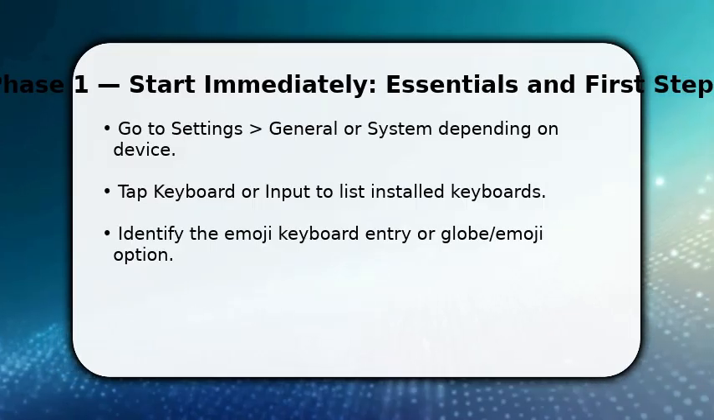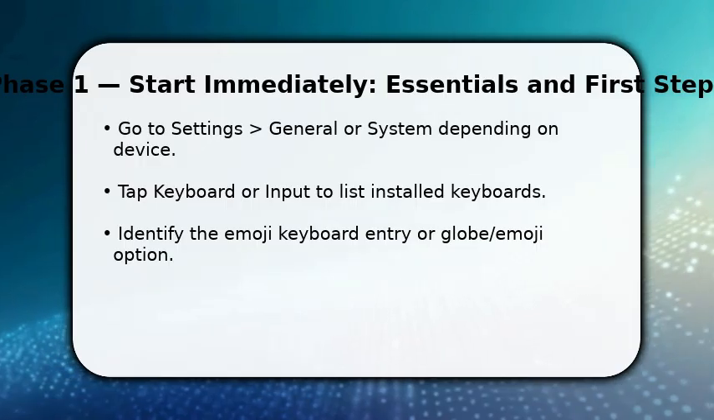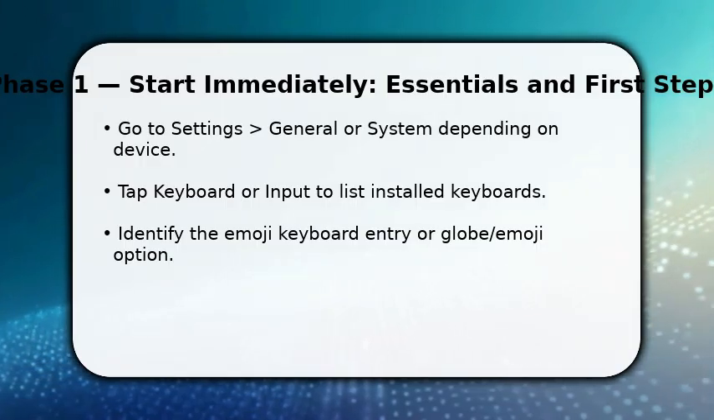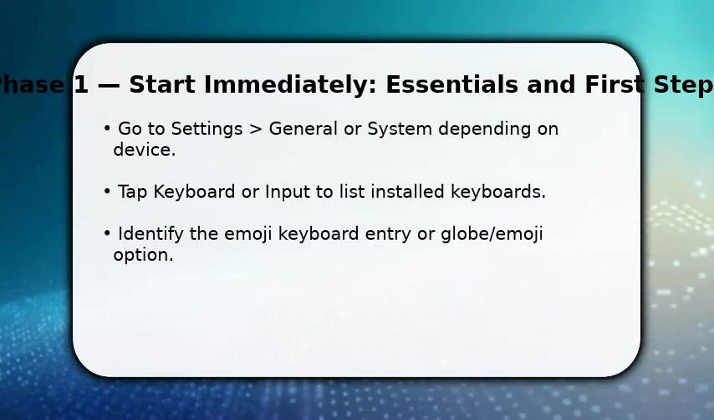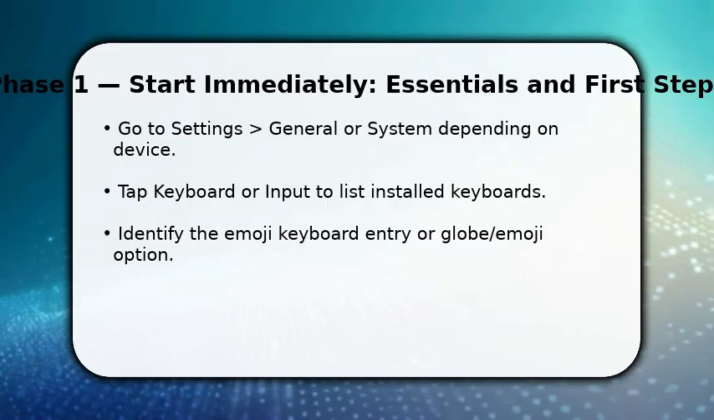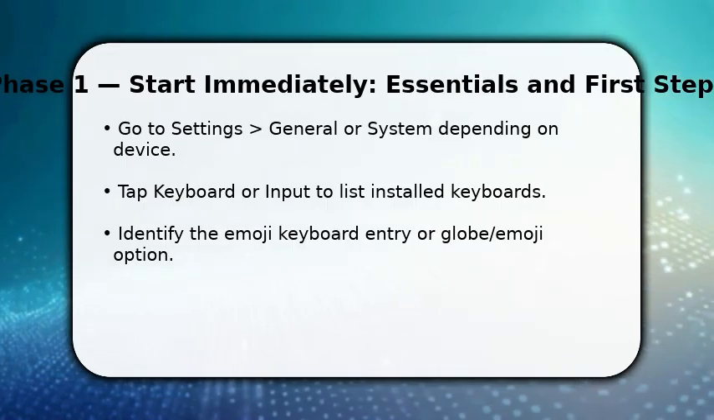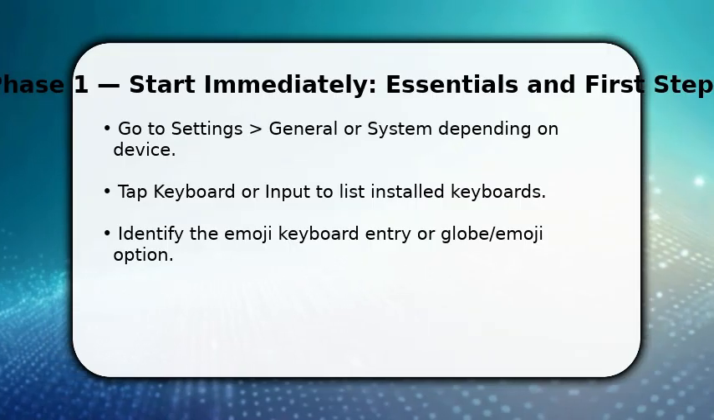You start by opening Settings and navigating directly to Keyboard or Input. This gets you where changes take effect. Once there, scan the list for an entry labeled Emoji, Emoji Keyboard, or a globe icon. If you see multiple keyboard entries, note which one shows Emoji.